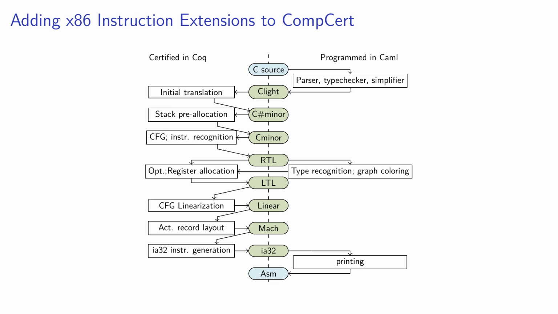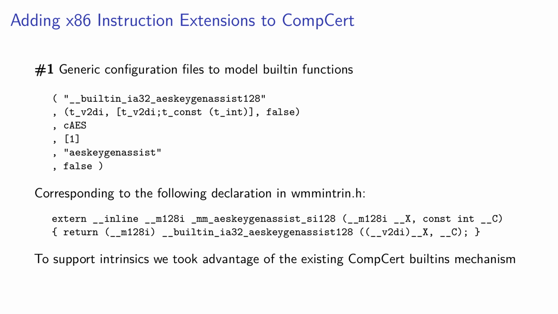Cminor is a stripped down variant of C, and it's the input of CompCert's backend, which includes the remaining compilation stages, such as the register allocation, or at the later stages, the printing. In this work, most of the changes were performed at the parser and the register allocation. Now, I will present the steps that were taken to extend CompCert.